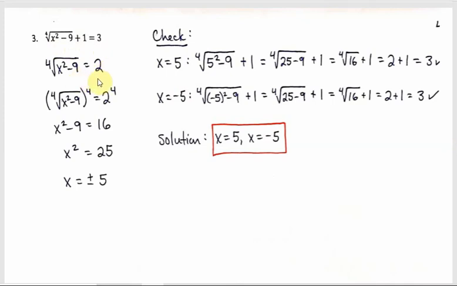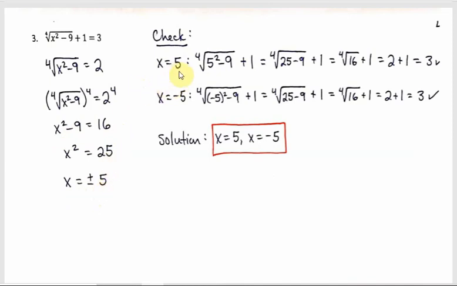Then we've basically got things that look like the last page. Where then if you raise both sides to the fourth power, which is what I did right here, then on the left that's just going to be x squared minus 9, but on the right that's 2 to the fourth, which is 16. And if you add 9 to both sides, get the x squared by itself, you end up here. But if x squared is 25, use the square root property, then x could be positive 5 or negative 5. And then we got to check them both.